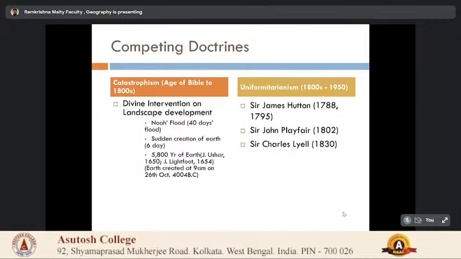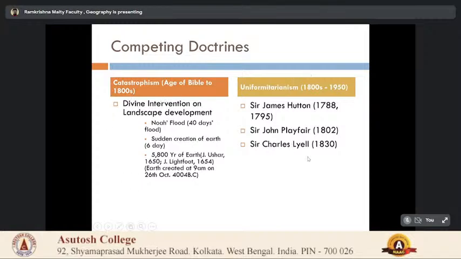So this concept, I am not coming into the details of this conceptual development. Up to the age of the Bible, there was the concept of catastrophism. Most of the geomorphologists and scientists believed in catastrophism, and they believed all the landscapes of the world were developed within 40 days of Noah's flood. Earth was created suddenly by the wish of God, within 6 days, which was noted in the Bible. And most of the geomorphologists and physical scientists believed in this idea of catastrophism.